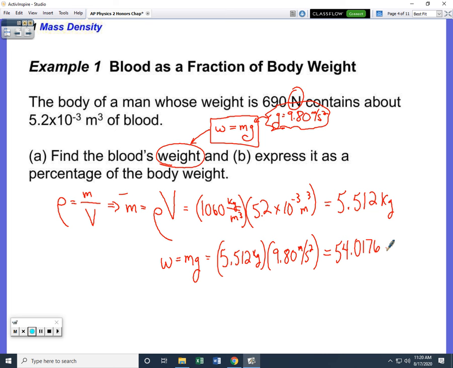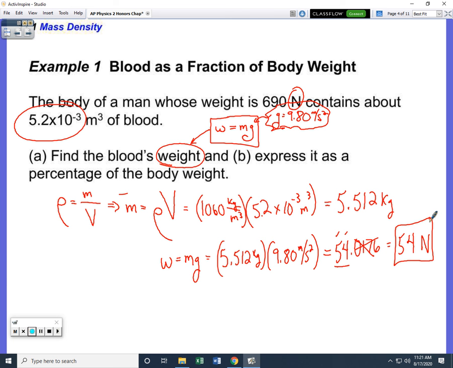However, now I know I don't get to keep all those numbers. I should be rounding this off to the correct number of significant figures. If I look at my original number, I only knew the volume of the blood to 2 significant figures, so I should just round this off to 2. So there's 1, there's 2. I don't get to keep these numbers, so I would just say 54 newtons.